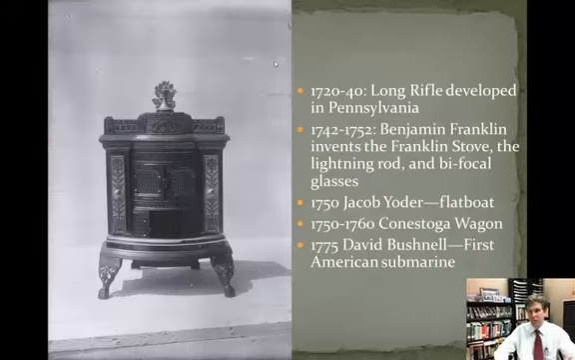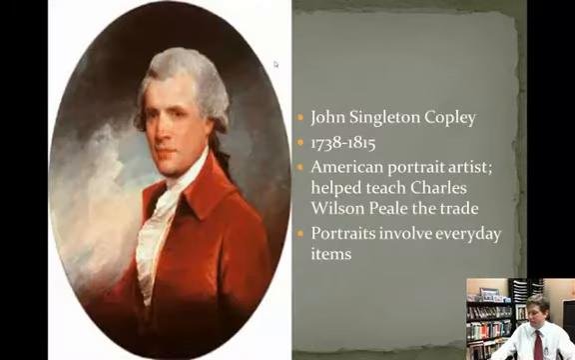For example, he invented the Franklin stove, the lightning rod, and bifocal glasses. But you also had other inventions in this time period: the long rifle, which was developed in Pennsylvania. Flatboat, which is invented by Jacob Yoger. The Conestoga wagon in this period of time. David Bushnell invented the first American submarine. This is a tremendous period of intellectual and scientific growth in the United States.